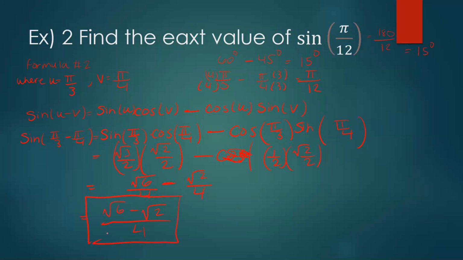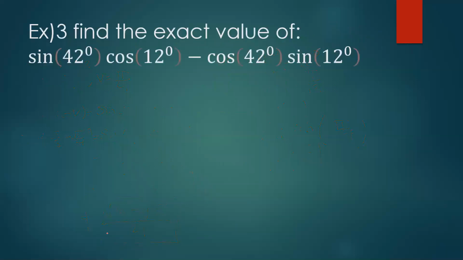Okay, next one. Example 3 says find the exact value of, and now it's kind of like going backwards. They have it in the difference formula, and we just gotta simplify. So if you go back to your angles, what angle has a sine and a cosine, and then a minus, a cosine and then a sine? That's formula number 2, right?